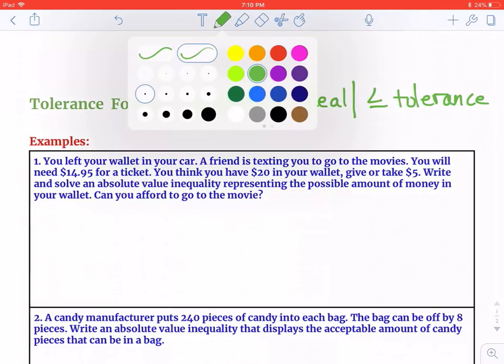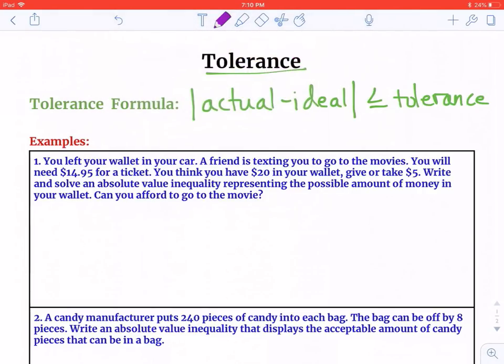Okay, so let's set up a nice absolute value inequality to represent this situation. Your actual amount you're not sure of, so we're going to put that as just our x. The ideal amount you might have in your wallet would be $20. And then that's give or take $5, so that's our tolerance. So we've set up our formula, and now we just need to solve it the same way we would normally solve an absolute value inequality.